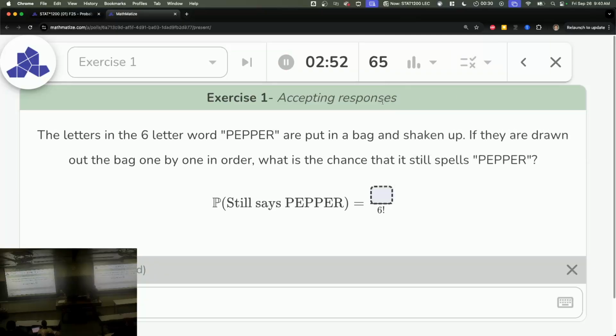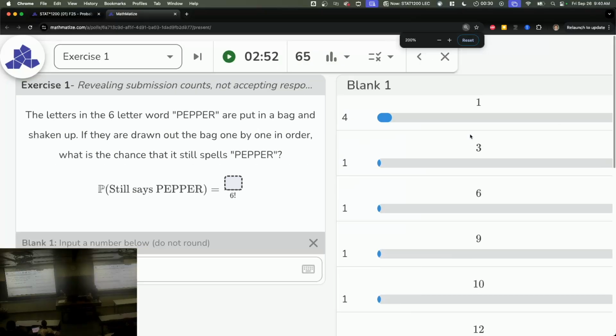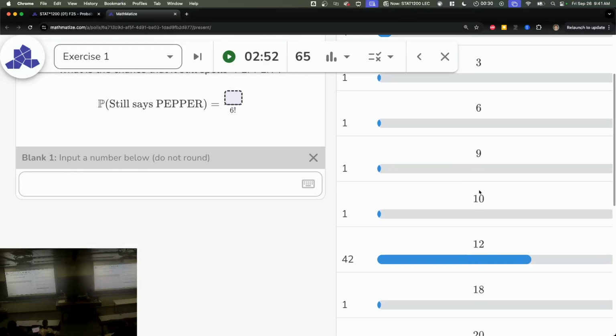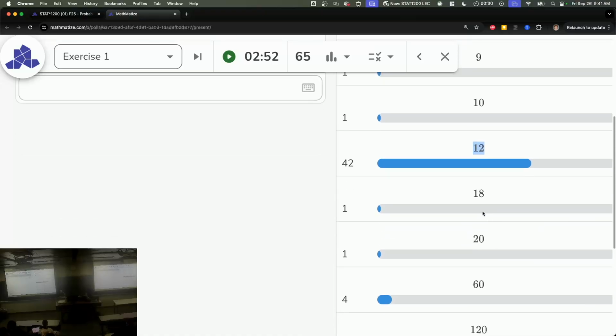Pepper, how many ways? Okay, so one way, this is what we did last time. If all the letters in pepper were unique, if it was a word like list, like we did last class, then there would only be one way. But because of the repeated letters, it's going to be more than one. How much more will it be? Some people said 3, 6, 9, 10, 12, very popular. What else do we got?